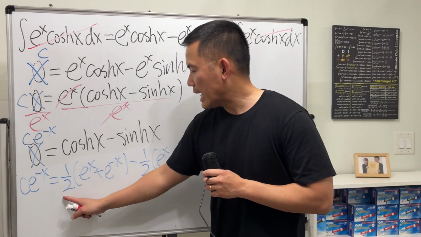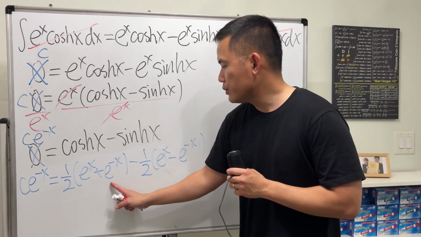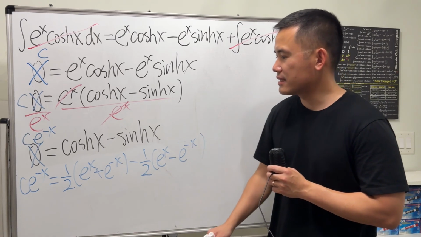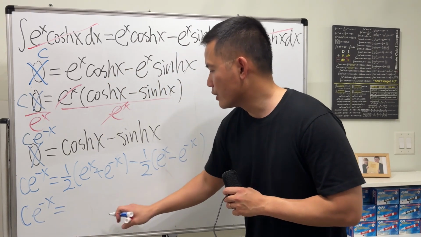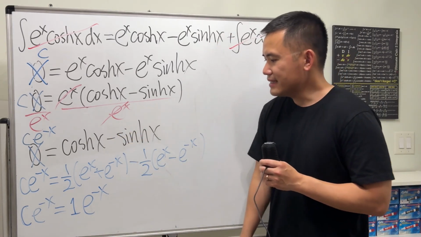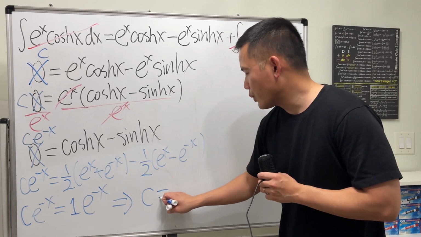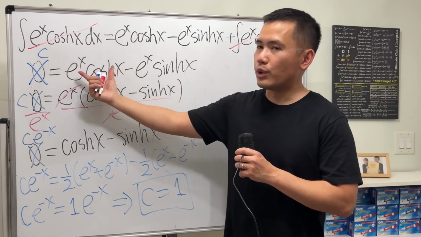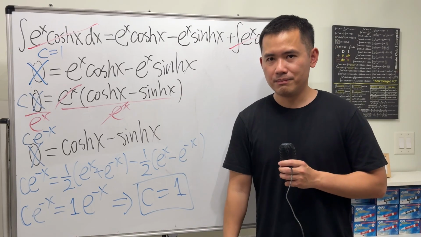Here, have a look. Half e to the x minus half e to the x is just gone. Then half e to the negative x minus minus becomes plus half e to the negative x. So we see c e to the negative x is equal to just 1 e to the negative x. So in fact, if you divide this on both sides, you can see that c is equal to 1. So when we end up with this right here, we will actually have to put a 1 on the left hand side and everything is legitimate.